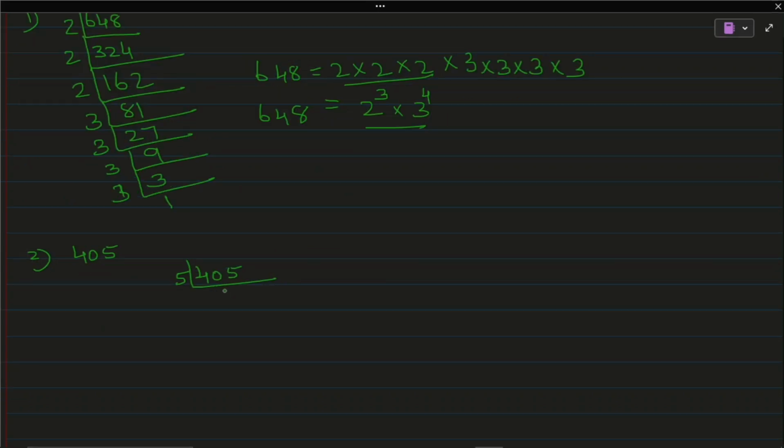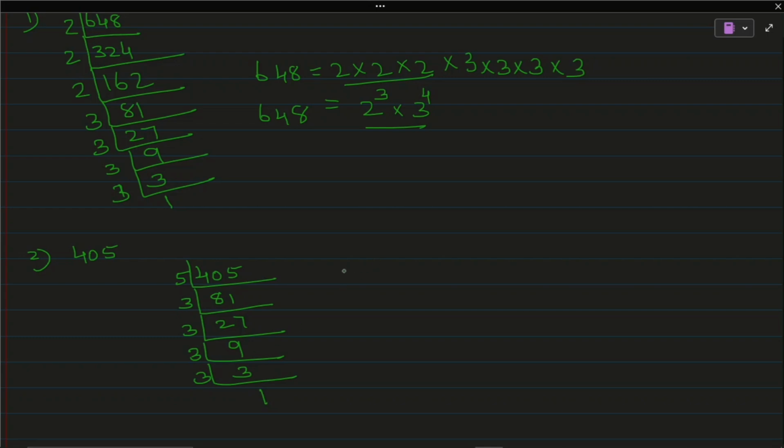The second question is 405, and here also we have to do the prime factorization. Since the last digit is 5, I am starting with 5. 5 8s are 40, 5 1s are 5. Now we can do this with 3. 3 3s are 9... then 135, again with 3, 45, 3 15s are 45, then 15, again with 3, 3 5s are 15, and then 3 once.